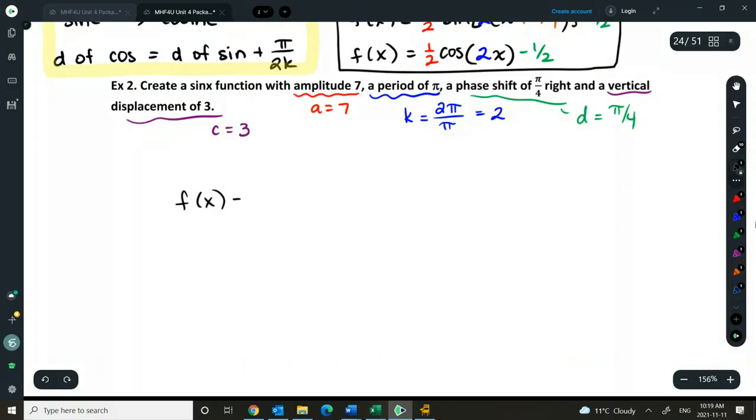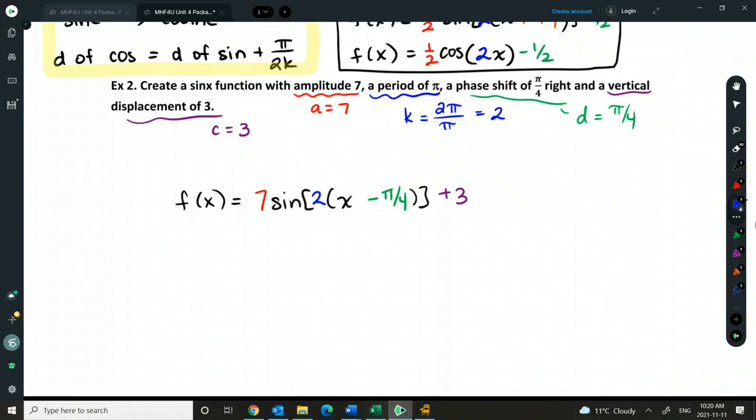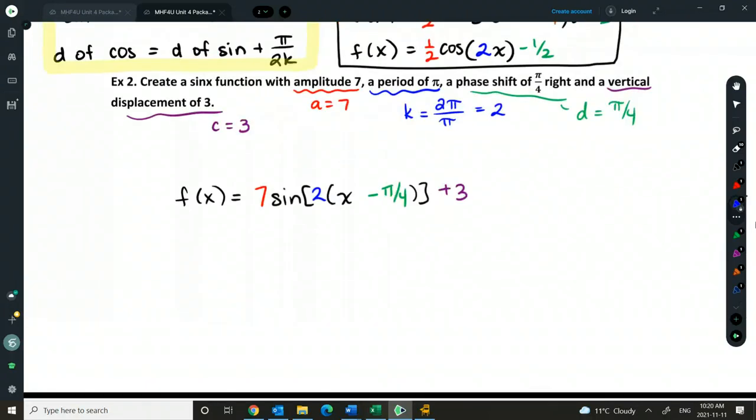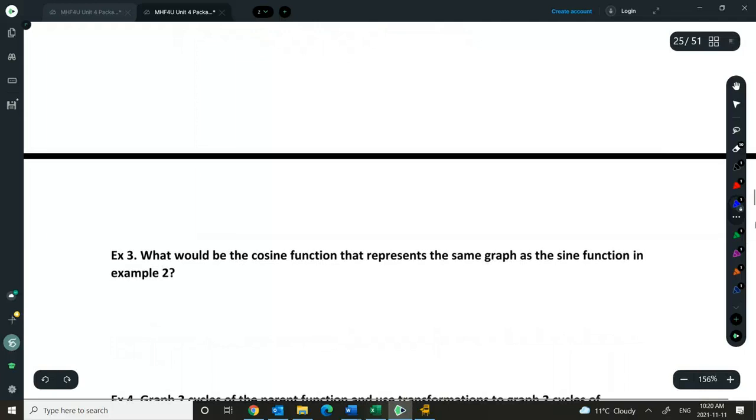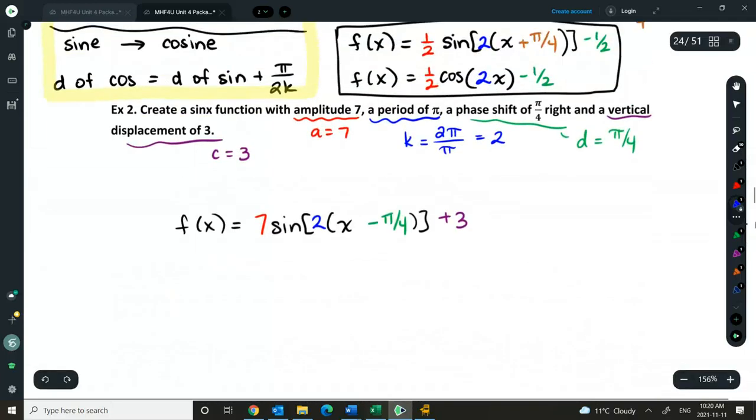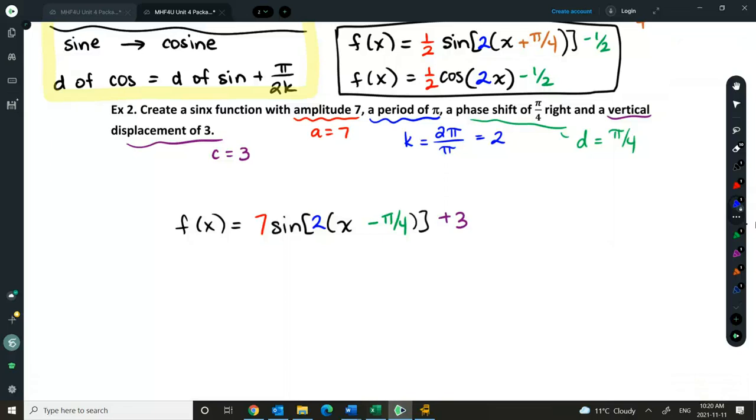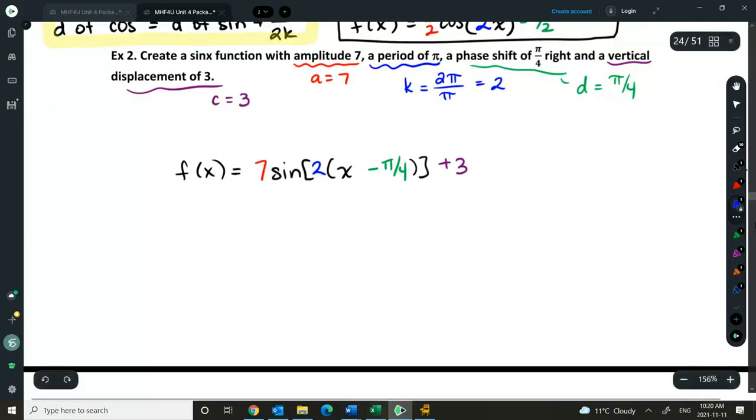All right, so we're just going to plug it into our equation here, making sure we put in minus pi over 4 for the right shift. Okay, the question on the next page says, what if we were to create this but as a cosine equation? So I might just do it on this page here, but you guys can flip around to the other side if you want to fill it out down there.